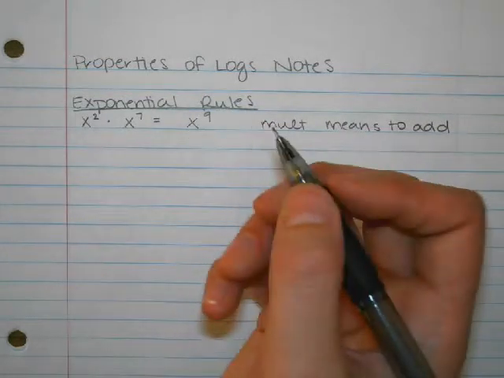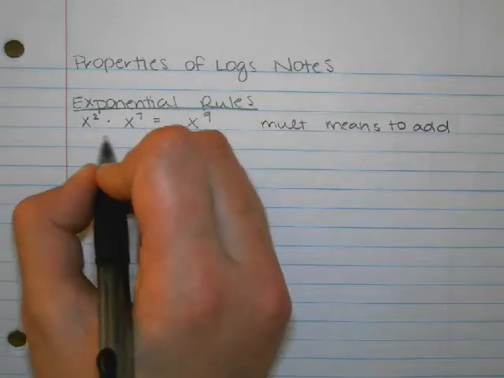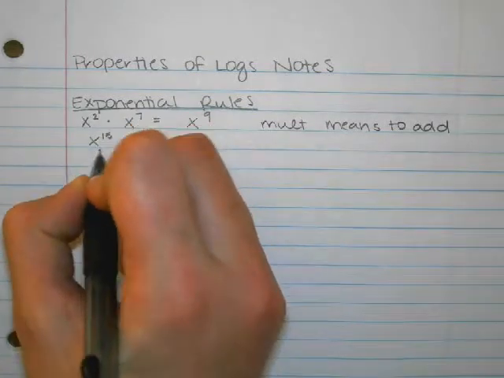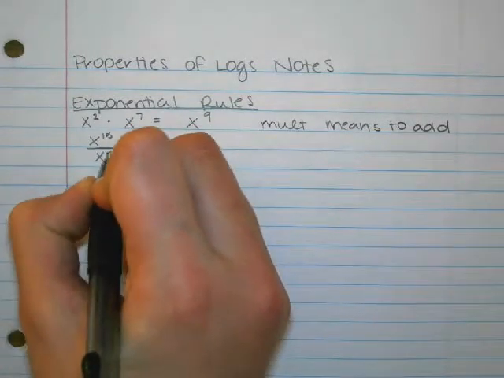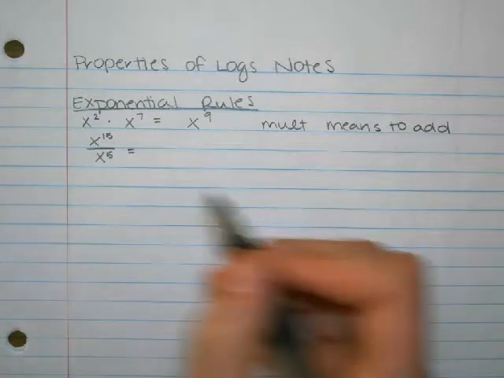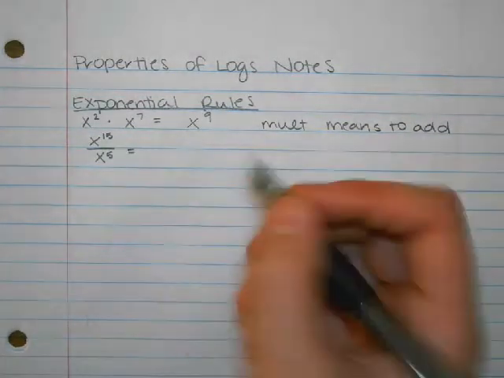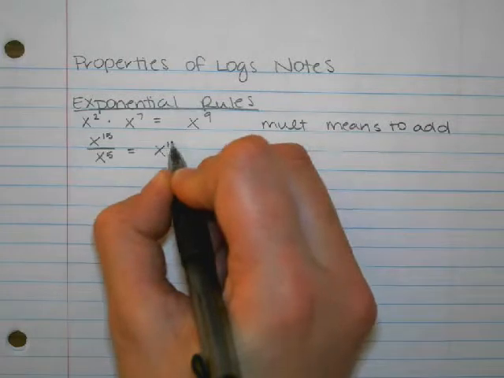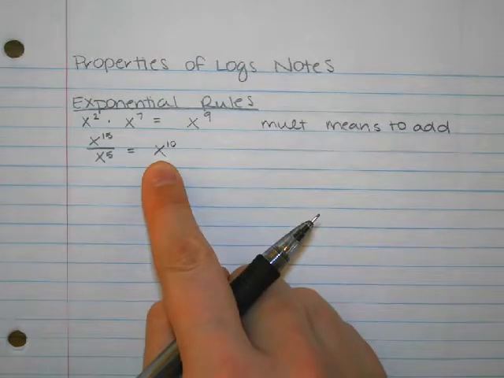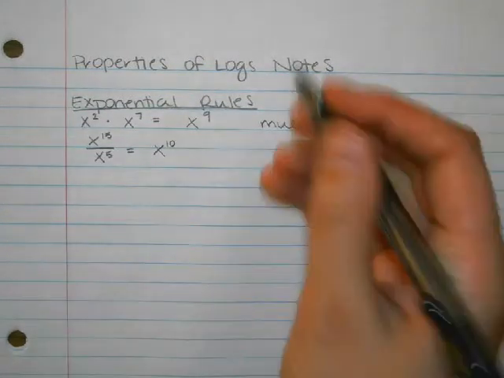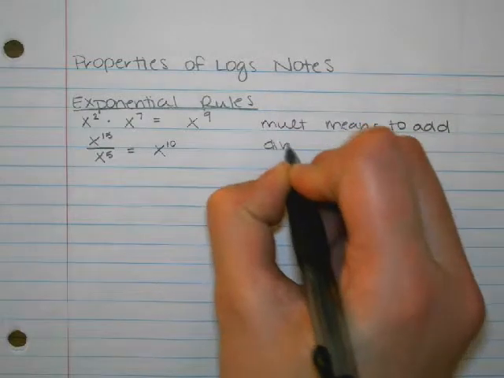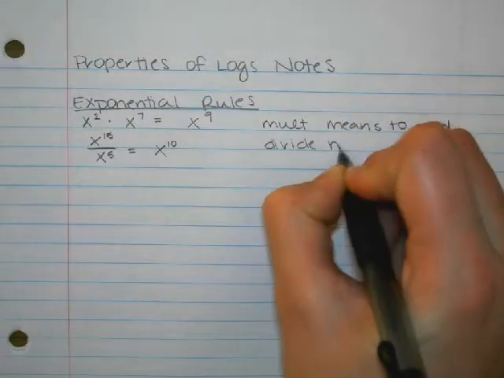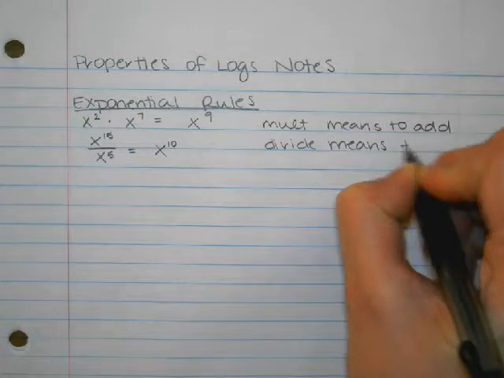Another exponential rule that you have worked with in the past is division problems, like x to the 15th divided by x to the 5th. And here, if you did this problem, you would say 15 minus 5 is 10. So we would keep that base of x, and then we would subtract the exponents. So when we saw a division problem, that really meant for us to subtract.